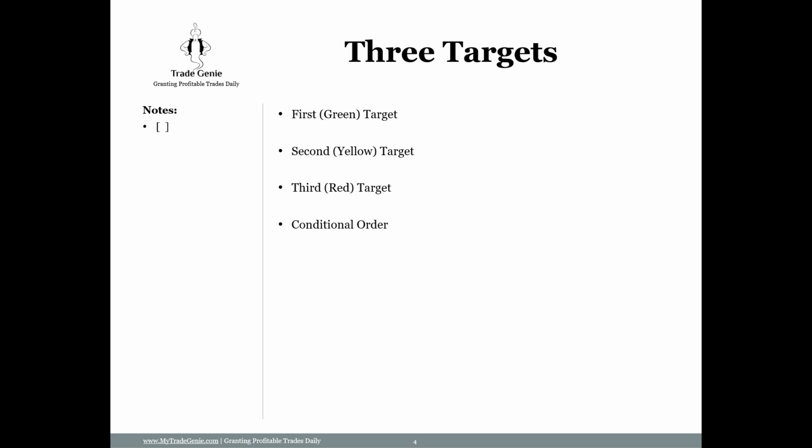The second target, let's say, has 85% probability that it will hit. And the third target, which is far, has a lower probability because the further you go, the less chance you have for that target to hit.